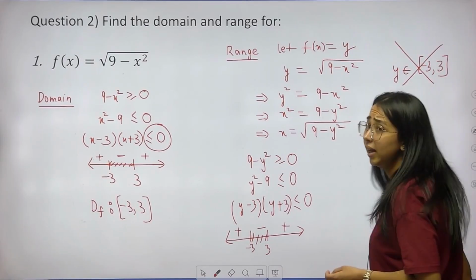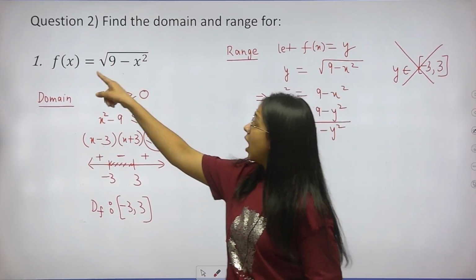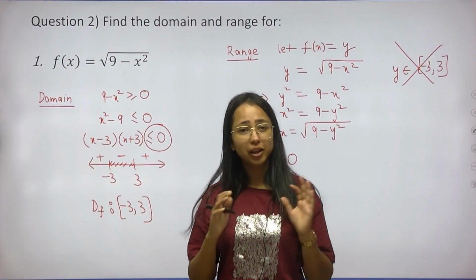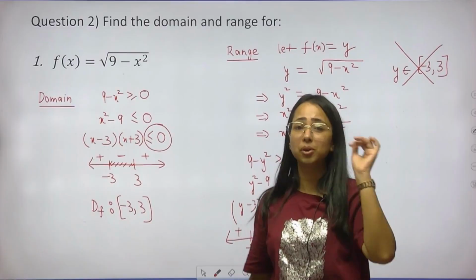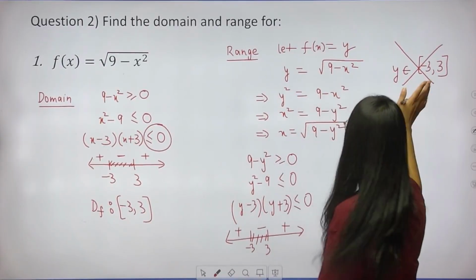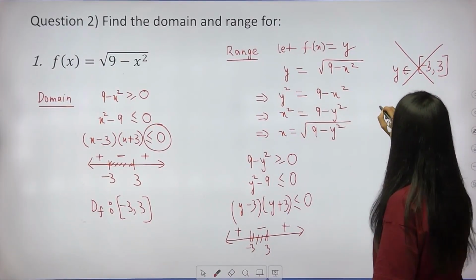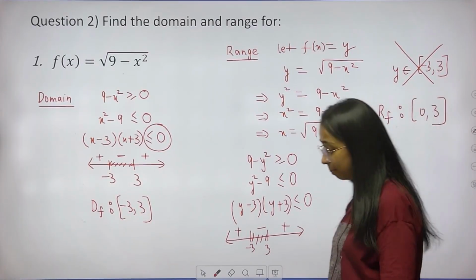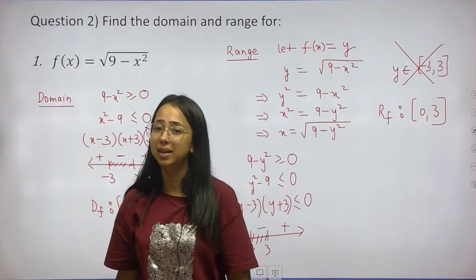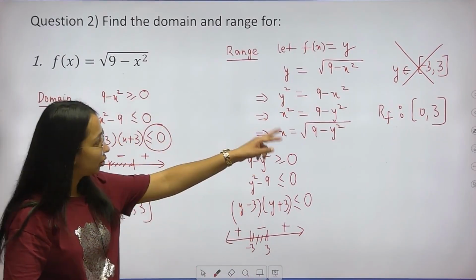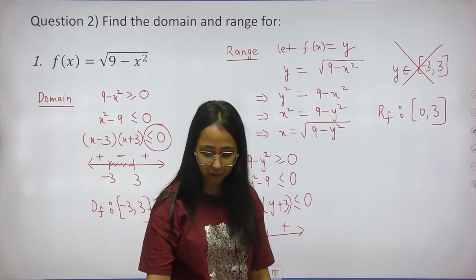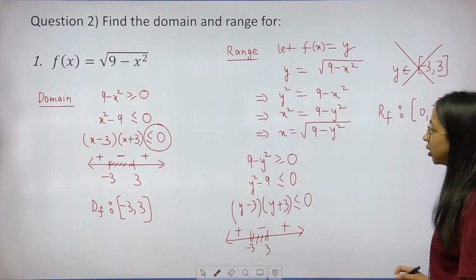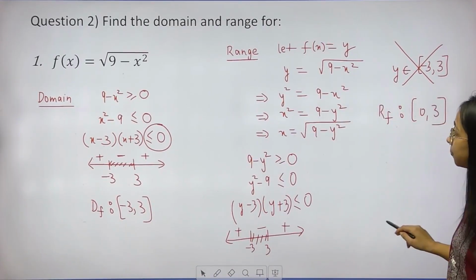No. Why? Because root cannot give us a negative output. Therefore, we'll eliminate all the negative numbers from this particular range. Actually, our range becomes 0 to 3 because root cannot be a negative number. Okay, so 0 to 3 inclusive of 0 as well as 3 will become our range. Clear, everyone? Okay, alright, let's do another question.